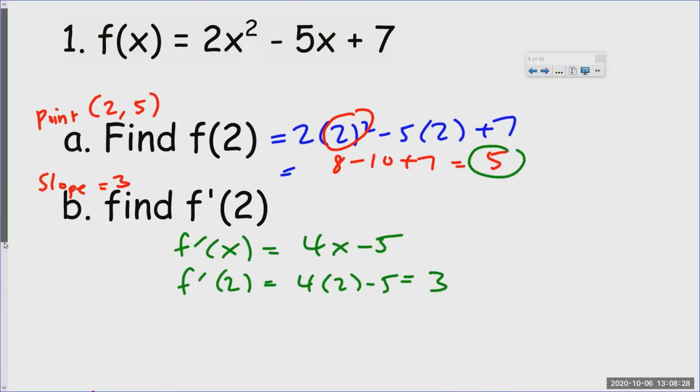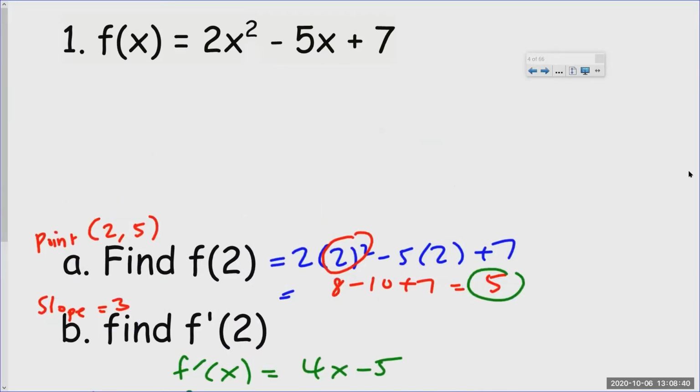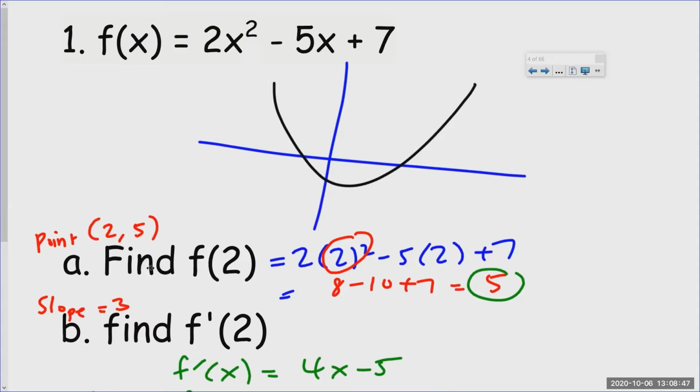Okay, and let's think about what this is. I mean, what are we even saying here? What we're saying is this, and see if this makes any sense. If I graph this parabola, okay, and even if I graphed it wrong, if I go to x equals 2, this means there's a point (2, 5) on the parabola. Is everybody good with that? That's what f of 2 equals 5 means. Okay, we've done that. All right, what does f prime at 2 mean?